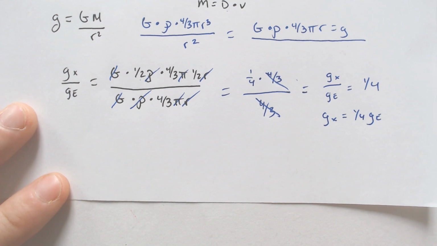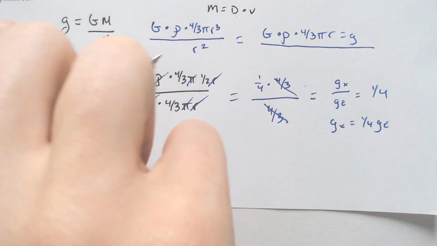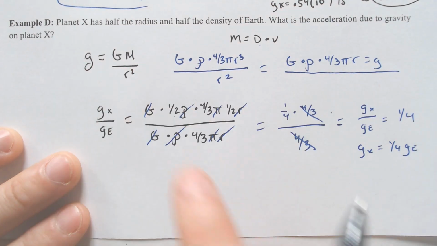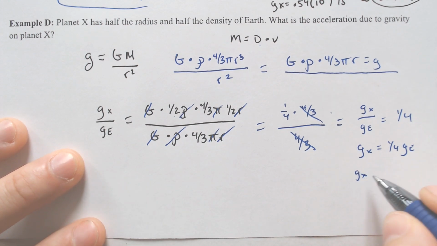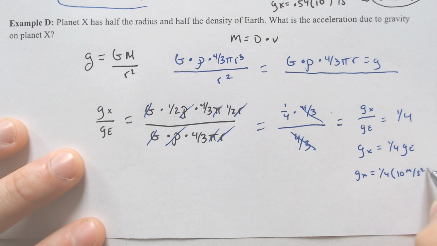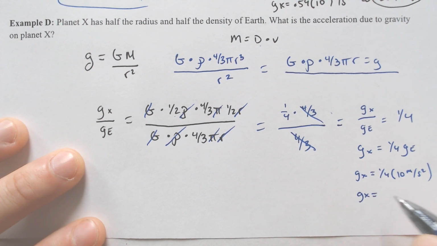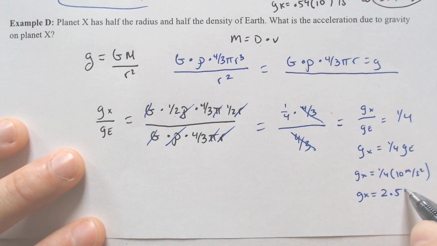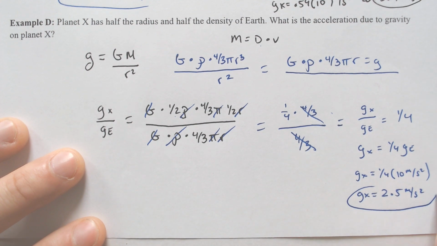All right. And it's asking for what is the acceleration due to gravity? Well, g of X would equal 1/4 of 10 meters per second squared, which means the gravity on planet X would be 2.5 meters per second squared.